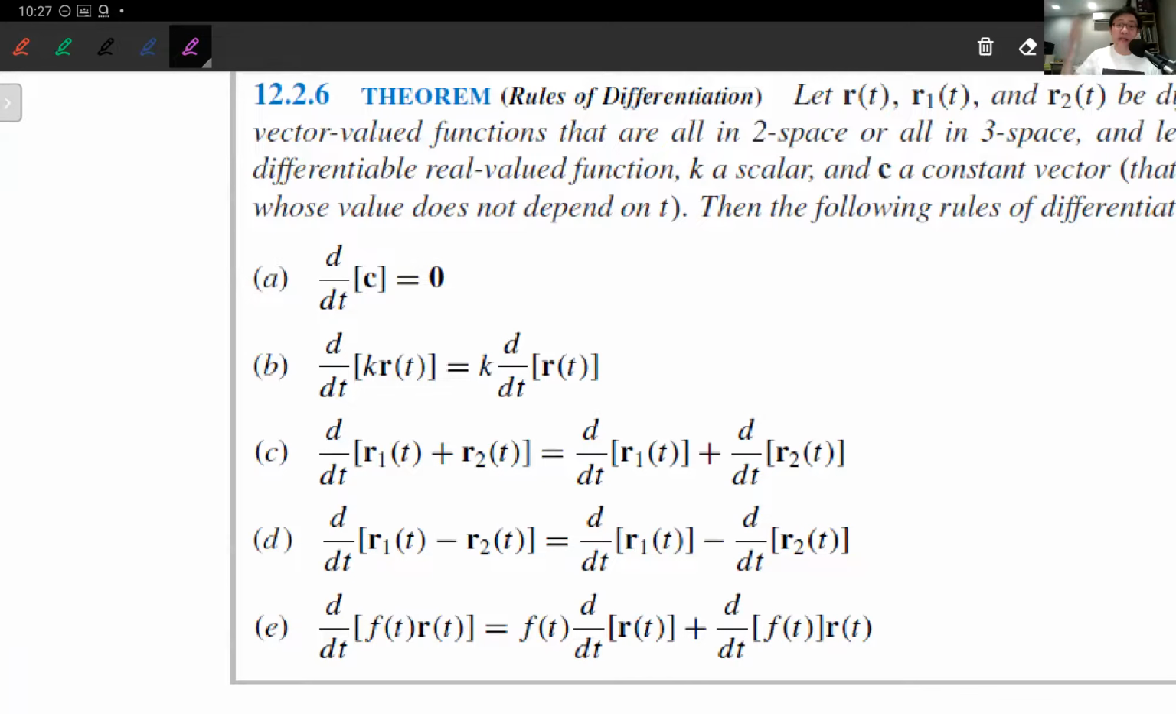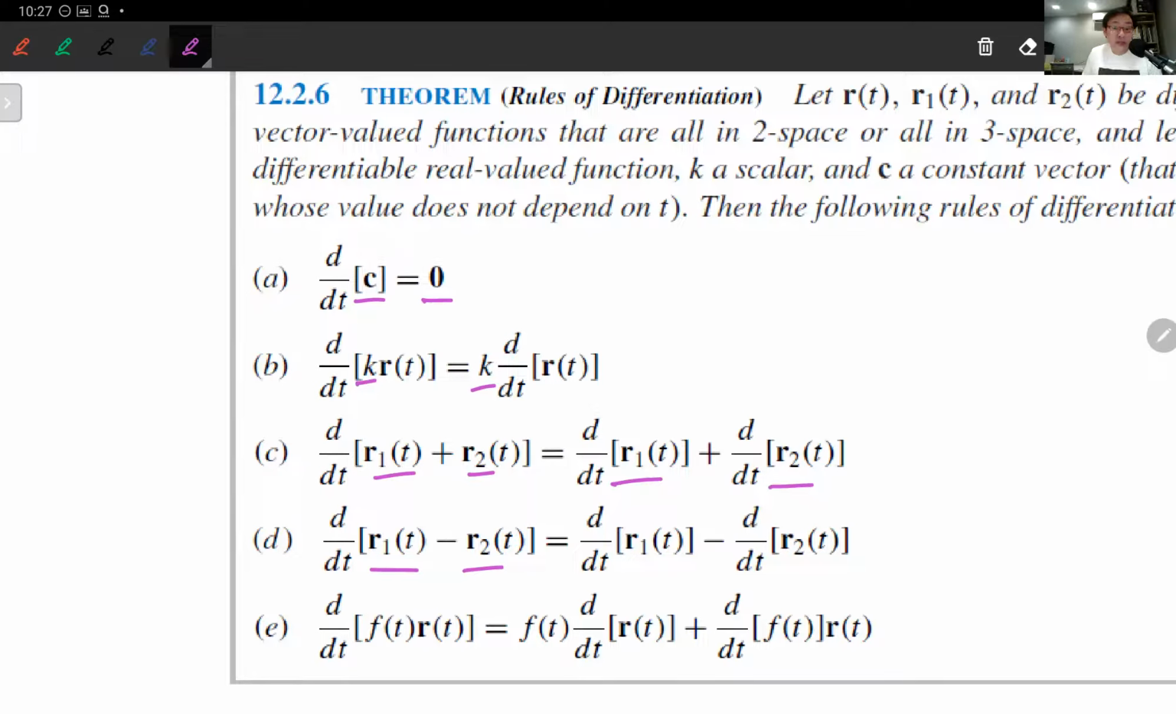And all of the rules of differentiation work here. Derivative of a constant is equal to 0. So if you have a constant vector, you're supposed to get a 0 vector because you get 0 in all components. If you multiply a vector by a constant, you can pull the constant out and then do the derivative later. No problem. You have the summation or subtraction between two vectors. You can add them or subtract them, then do the derivative. Or you can do the derivative first and then add or subtract later.